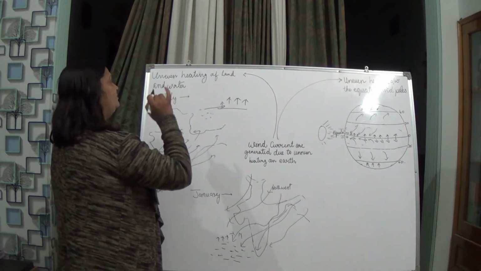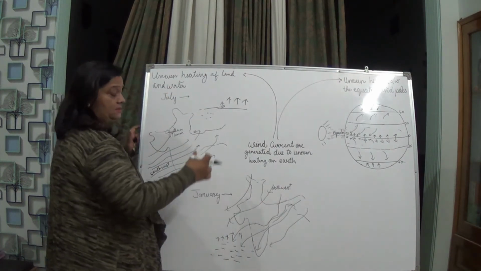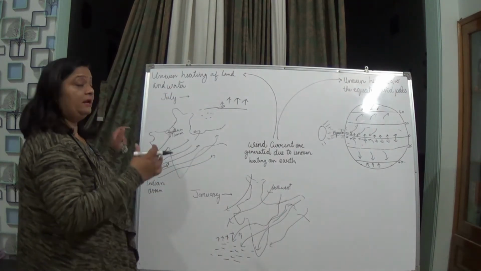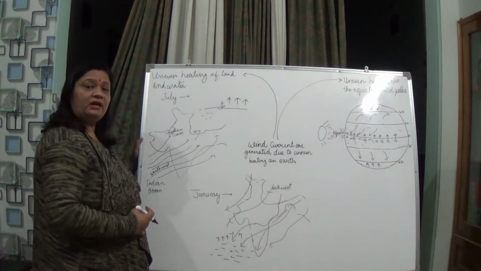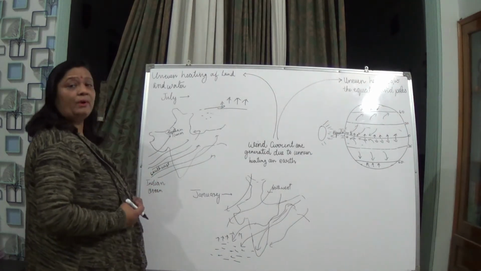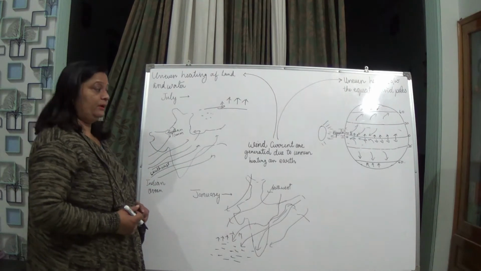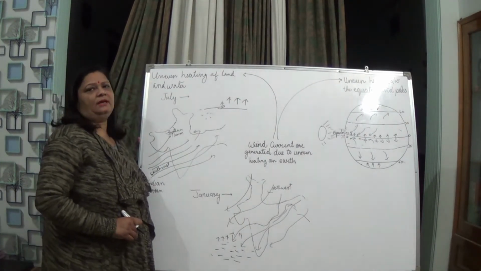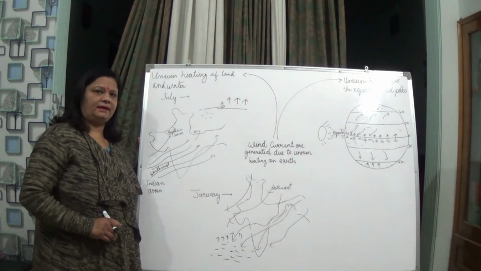Okay, so this we have studied right now: uneven heating between the equator and the poles, uneven heating of land and water, and yes, the consequences. The rain which we get in the month of July, what happens in the month of January. Next we are going to study thunderstorms and cyclones.